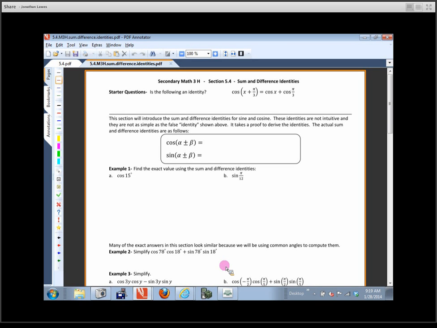How many say yes? How many say no? Okay. Who can remind us what an identity is? Reversible, right? A true reversible equation. If this side's true, that side's true. The two sides equal each other if you plug in numbers where they're both defined, right?